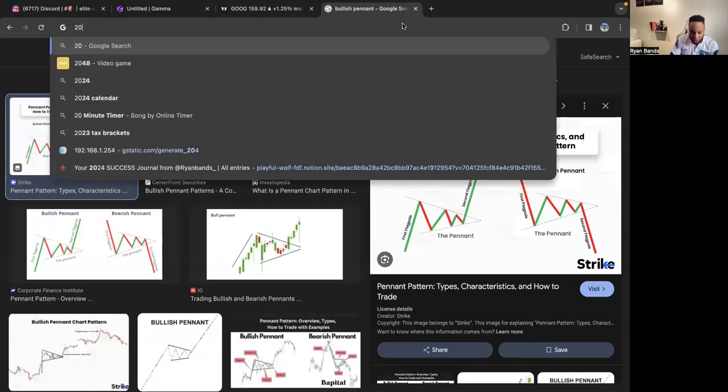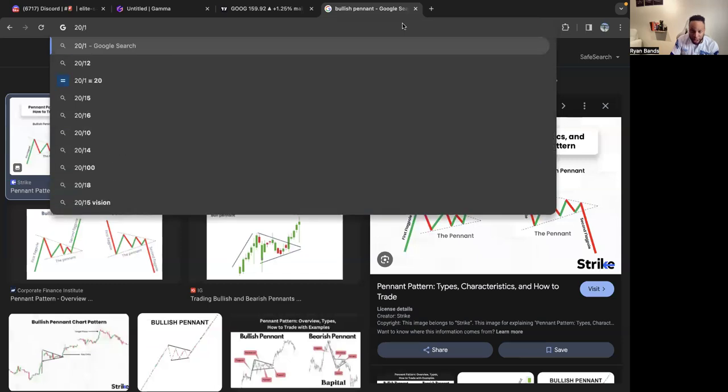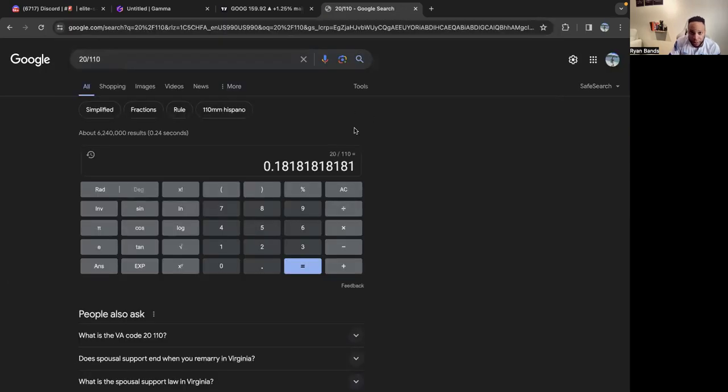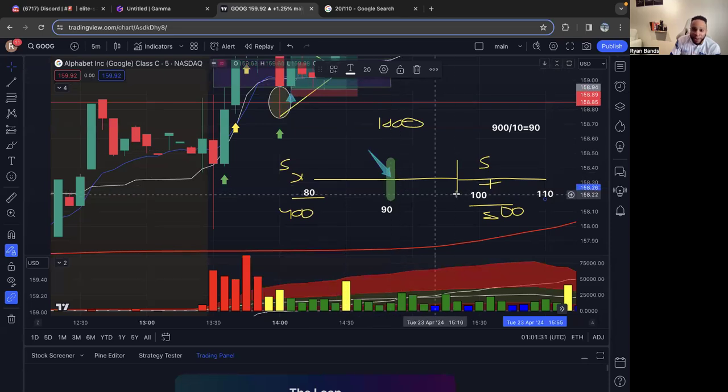So what is $20 divided by 110? You're now in 18% profits because you averaged down, whereas somebody else would be up 10% because they didn't average down. So this strategy is super helpful to help you have a much better position size.